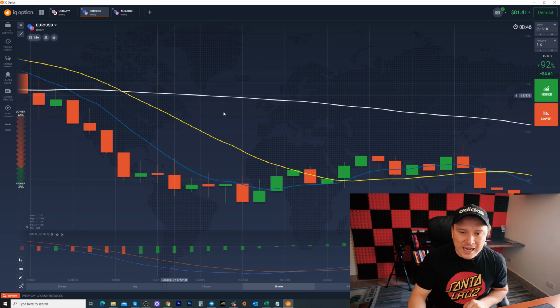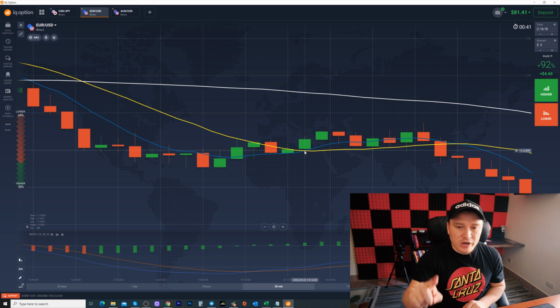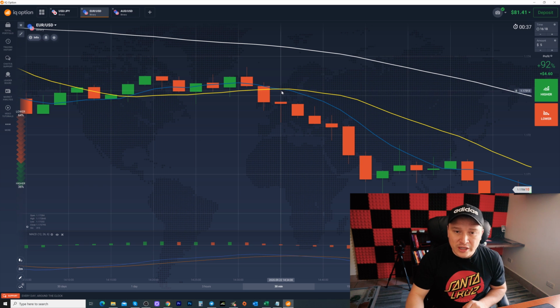You don't enter exactly at the entry point. For instance, right here, it's crossing. You don't enter that one. You enter the next one, the next to the cross. You don't enter this one. If you notice, this one was pretty tight. You enter on the next one. It was in the money.